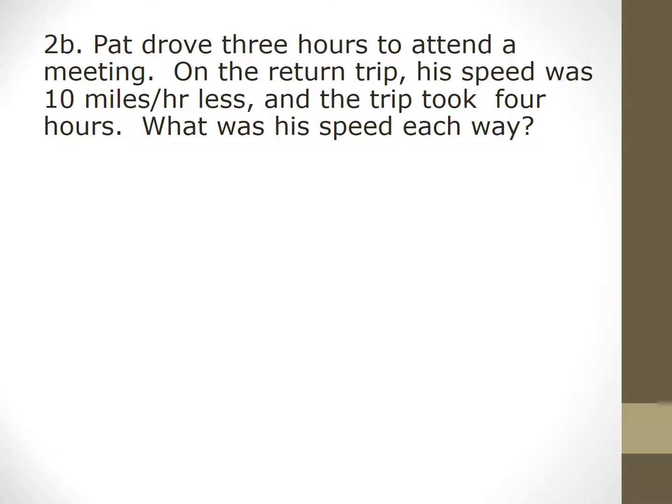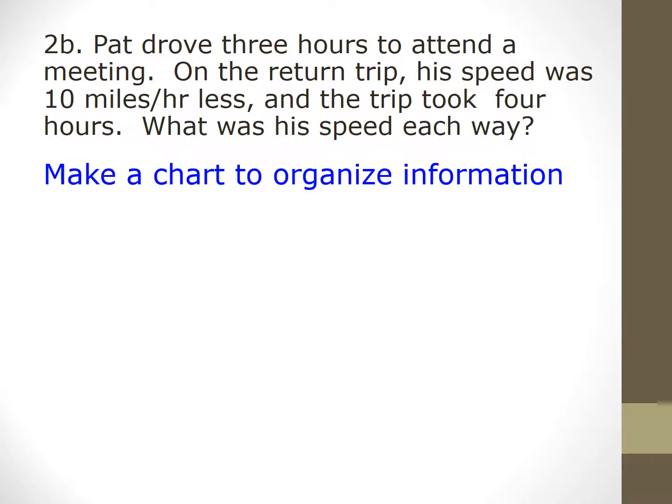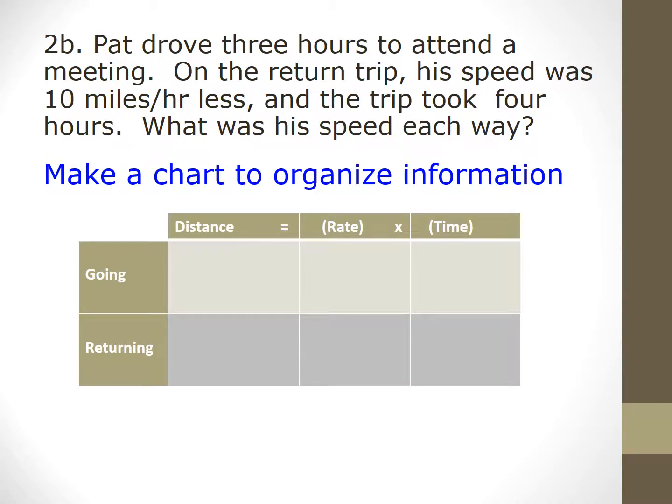So let's do this. Pat drove 3 hours to attend a meeting. On the return trip, his speed was 10 miles an hour less, and the trip took 4 hours. What was his speed each way? So first of all, let's get organized. Distance, rate, and time problems, almost all these type of problems would really beg to have some kind of picture or graph or some way for us to organize our information. Some people like to draw a little graph where we start at city A and go to city B. The other way to organize our information is using some kind of table.